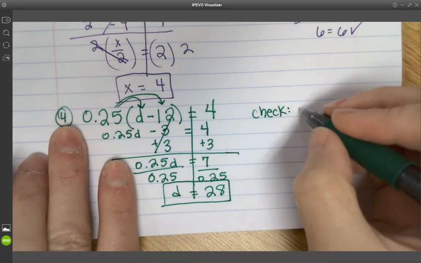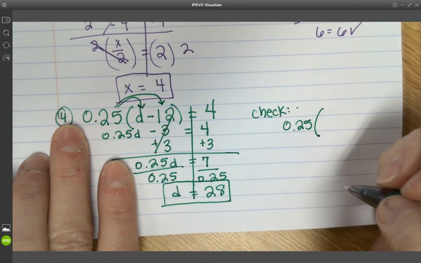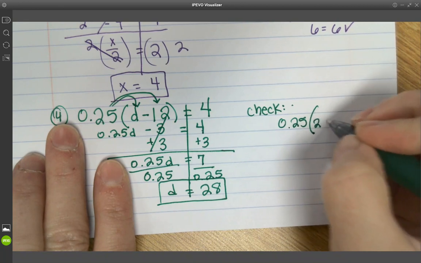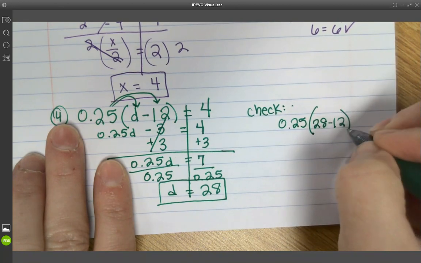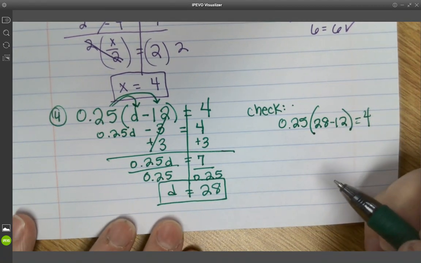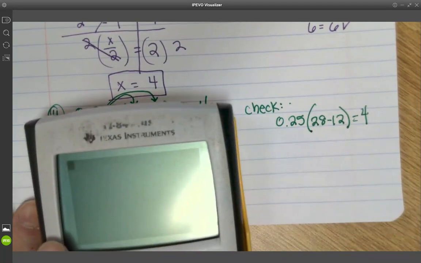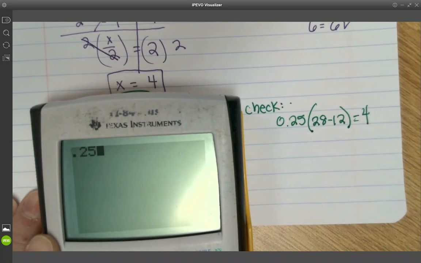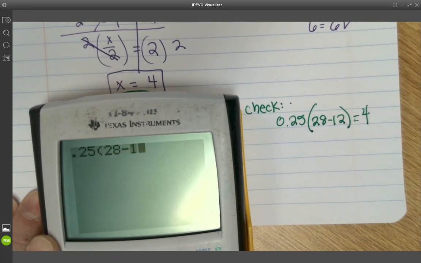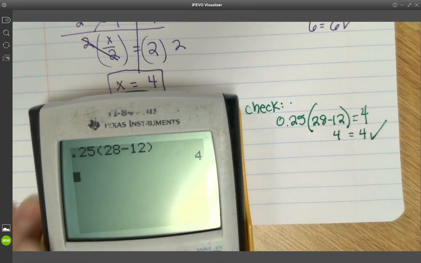So to check, I'm going to put 0.25 parentheses 28 minus 12 parentheses equals 4. So 0.25 parentheses 28 minus 12. And it does equal 4. So 4 does equal 4. So check.